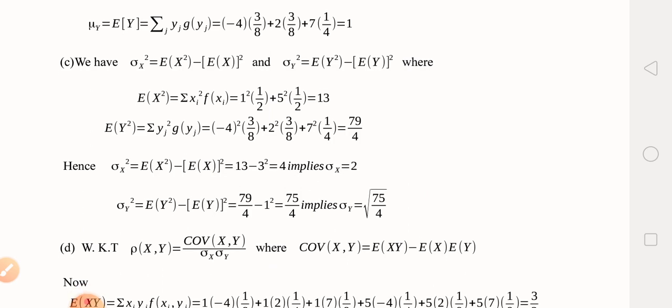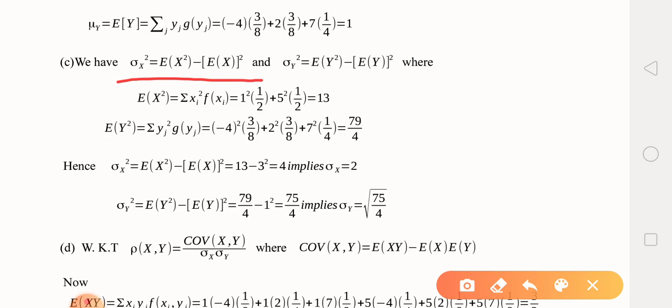Now, you have to calculate the variance of x and y. Variance of x is given by expectation of x square minus expectation of x whole square, and variance of y is given by expectation of y square minus expectation of y whole square. So here expectation of x and expectation of y we have already calculated. Now we want to calculate expectation of x square and expectation of y square.